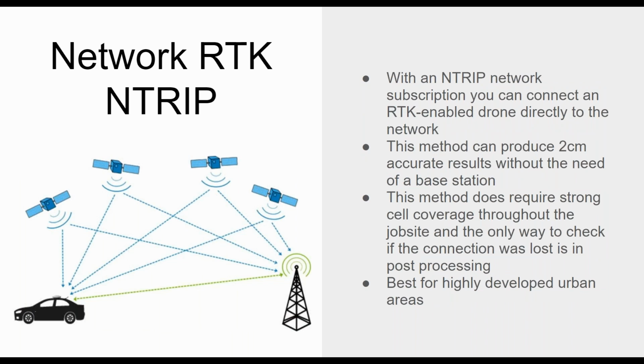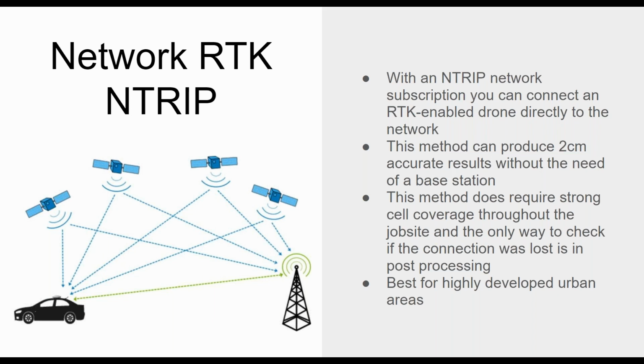Now, network RTK and NTRIP. What this is, you connect the drone itself to an NTRIP network, getting RTK directly to the aircraft on board. How you would go about doing this is you're going to connect your controller to the internet and to your drone. Through said controller, you're going to log on to the mount point and then confirm that you have a secure internet connection. You then fly your AOI and collect your corrected data.